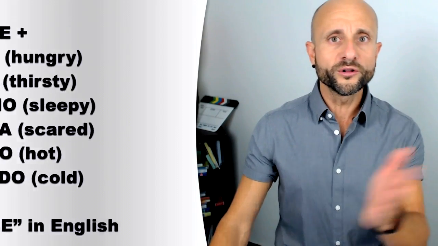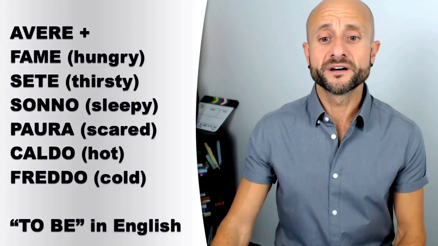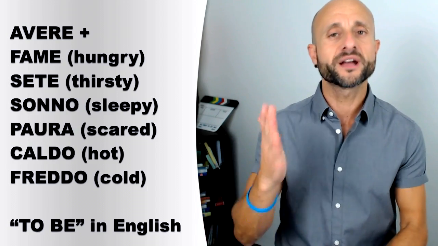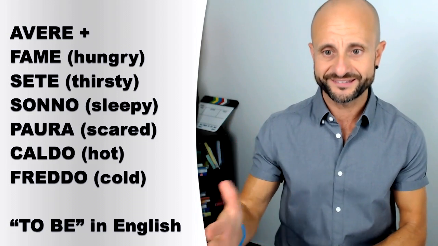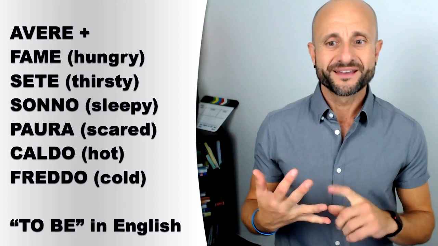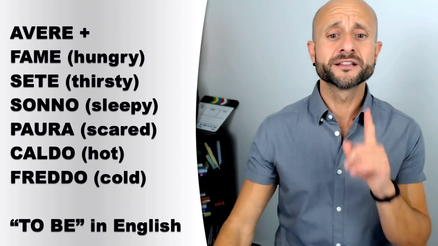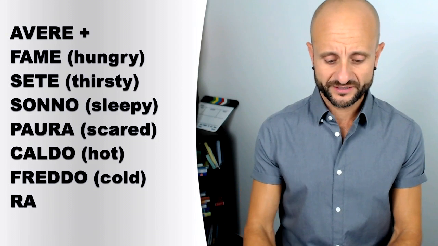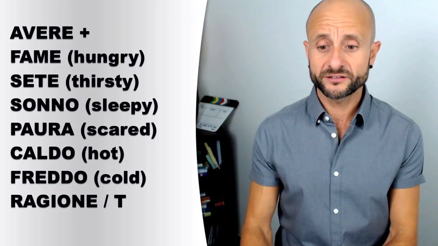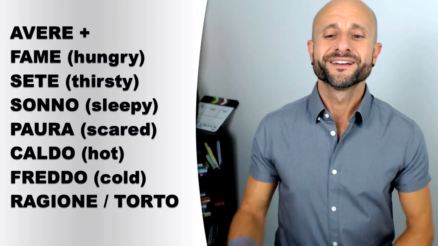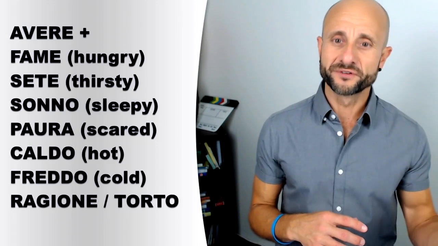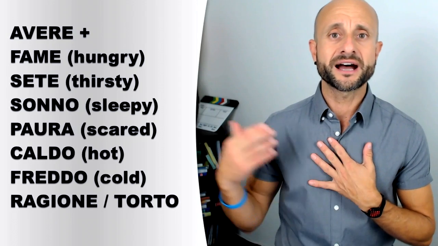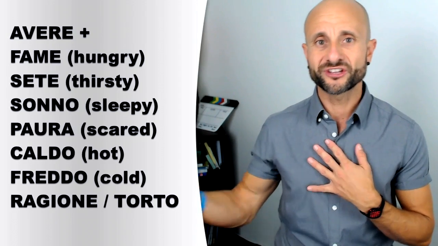Now, of course, there's a whole different category of situations where we use avere in Italian just because. And these ones, you have to learn and not analyze. So with things like fame, sete, sonno, paura, caldo, freddo, and actually I'm going to add two. Ragione and torto. Ragione meaning right, as in reason, and torto meaning wrong. Okay? So in Italian we use avere, so we say ho fame, in English we say I am hungry. So we use to be in English and to have in Italian.